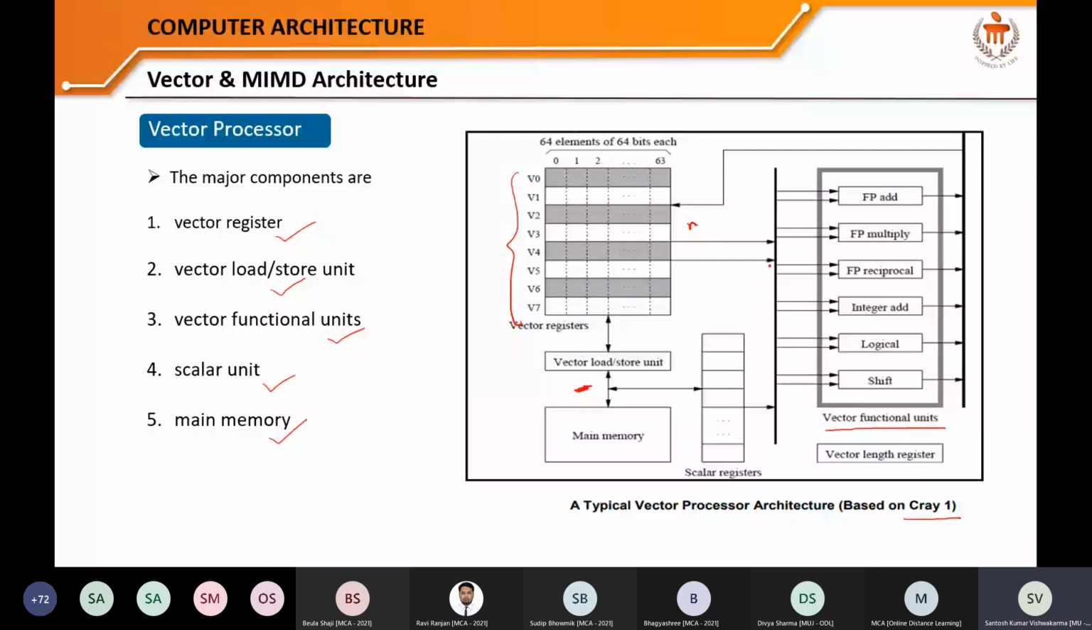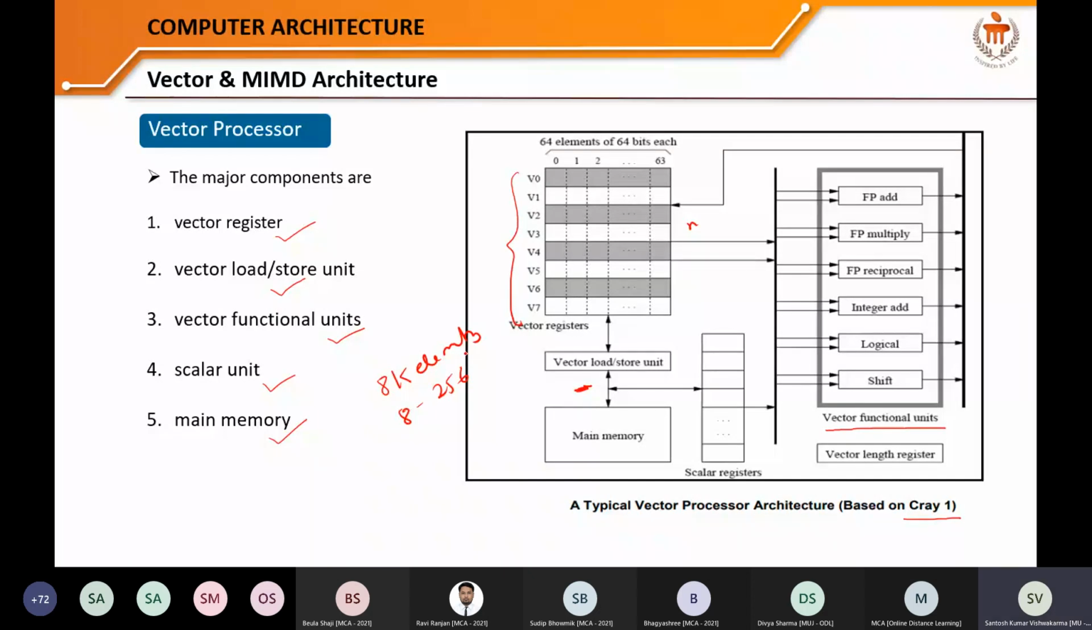If I talk about the gray one, every vector register contains 64 elements of 64 bits each. For example, if you go to the Fujitsu VP200 processor, it permits a space of 8K elements in vector registers, programmable, where the number of registers ranges from 8 to 256. So 8 vector registers carry 64 elements of 64 bits, but 256 registers carry 32 elements each. It totally depends on the design.